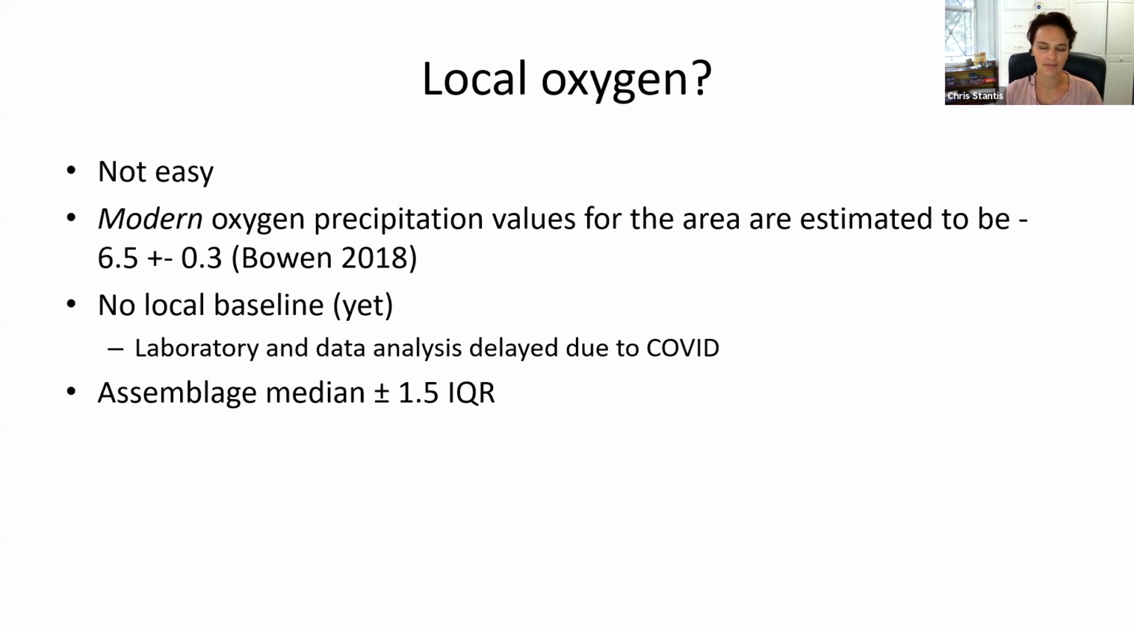But we know that climate change over time means that these values might not be reflective of the precipitation values of the Bronze Age. And we can't expect the local population to have relied mainly on rainwater collection for drinking water.